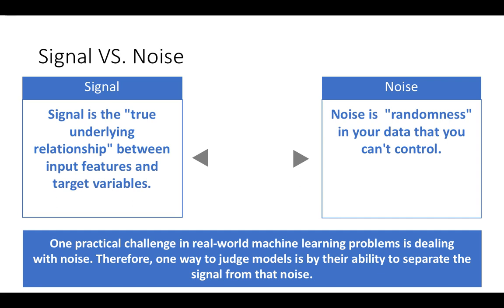So the practical challenge in real world machine learning problems is dealing with noise. How do I avoid that noise? How do I not read that noise and unnecessarily build a not so great predictive model? Therefore, one way to judge models is by their ability to separate the signal from that noise. That is the very important balancing act we have to do.